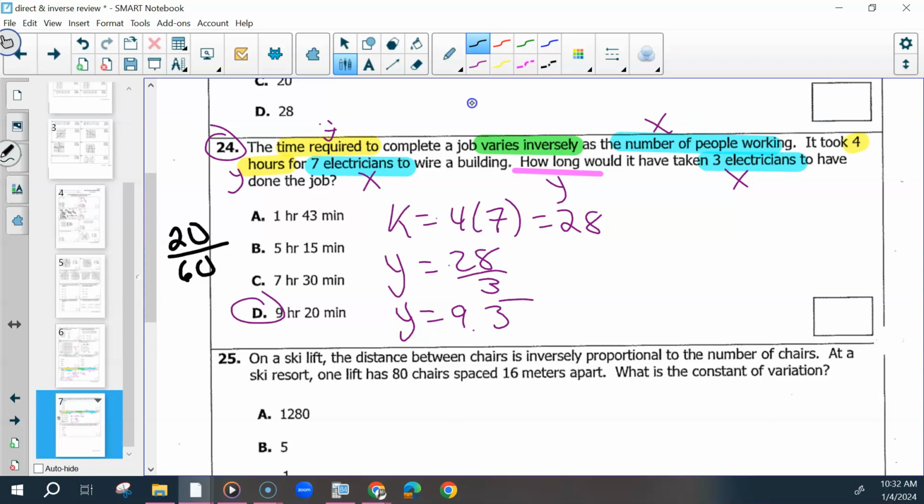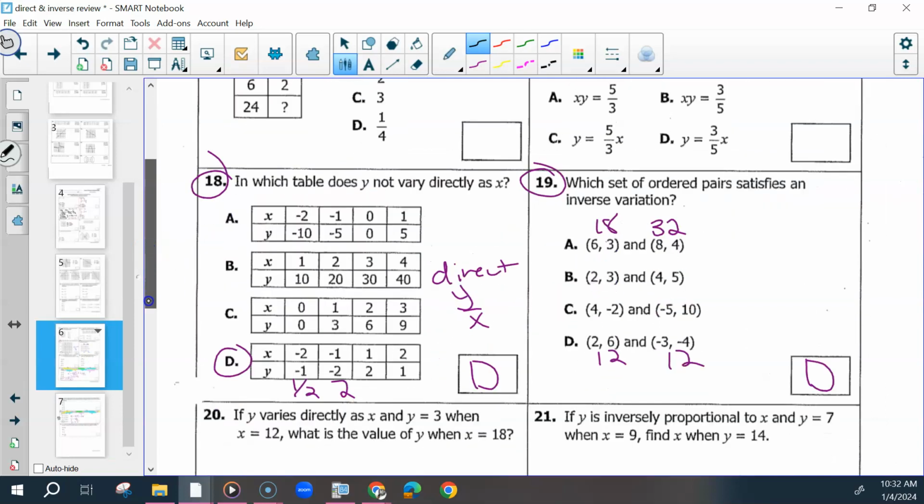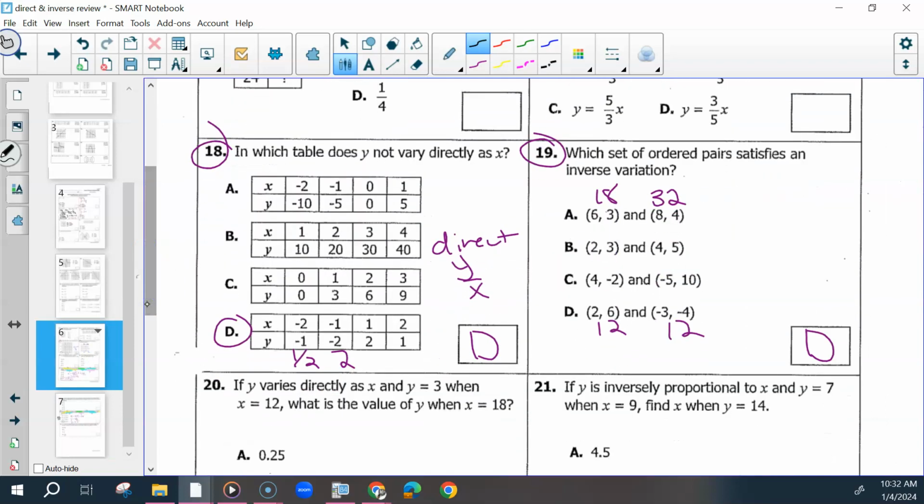Other questions? On 18, I thought we were supposed to, when you divide it, I thought all of them were supposed to be the same. Correct, but how this one started, it says which one does not vary. Oh. But if it said which one does vary, yes, we would be looking for which one is the same.